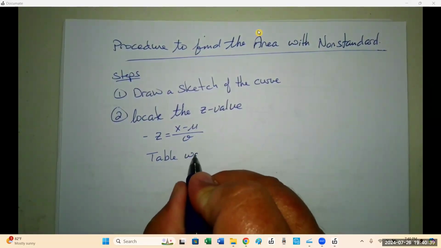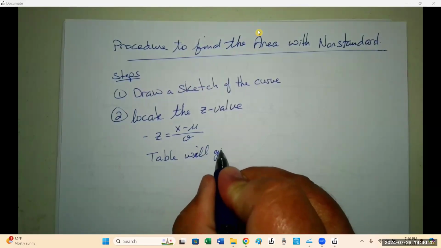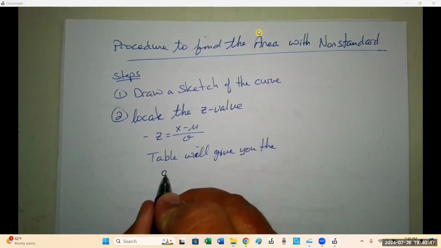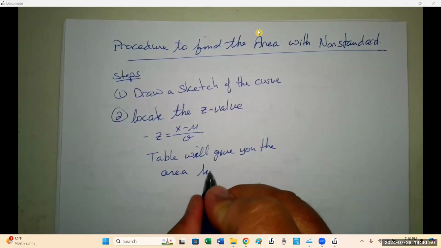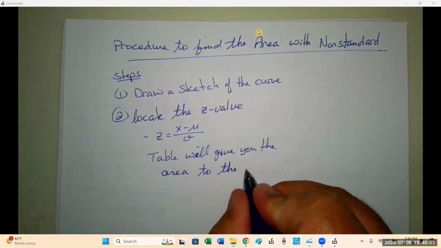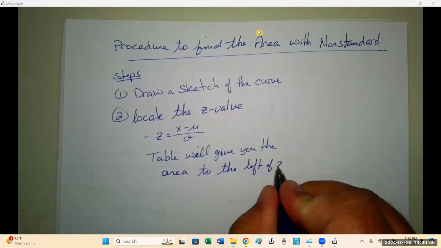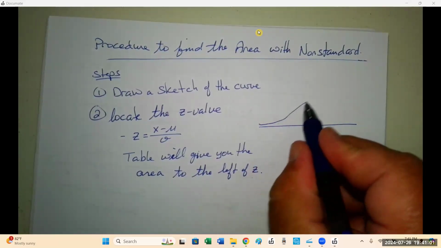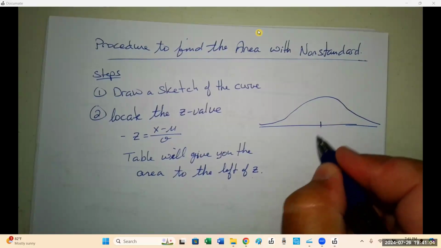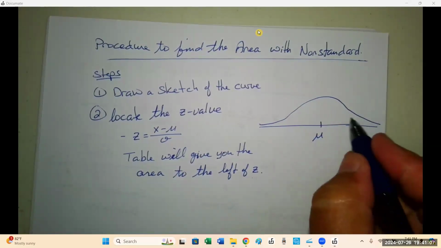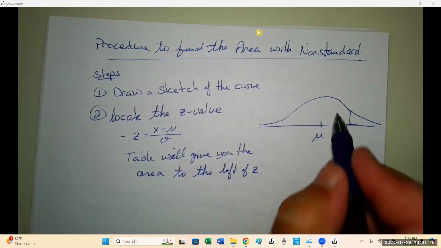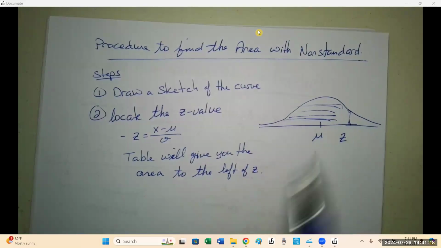The table will give you the area to the left of z. So draw a curve first. The mu goes in the middle. Calculate our z value. And this finds us the area to the left.